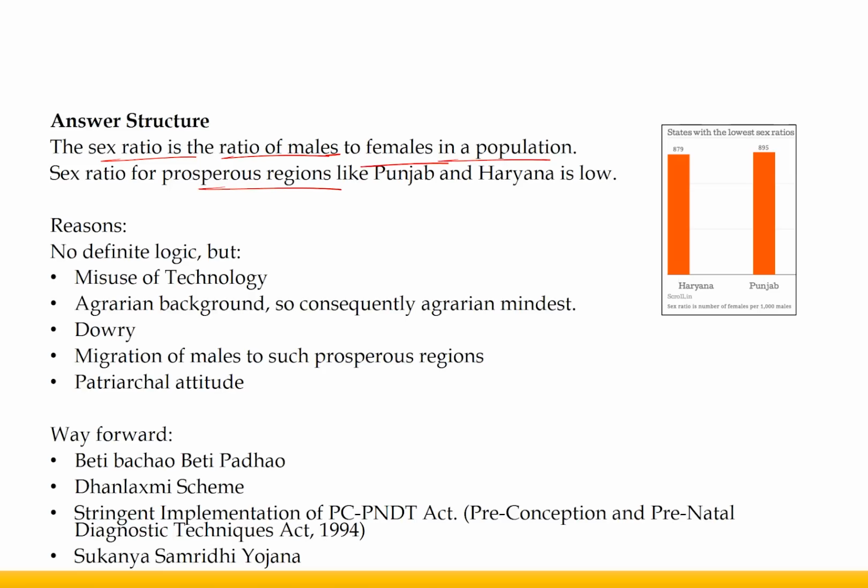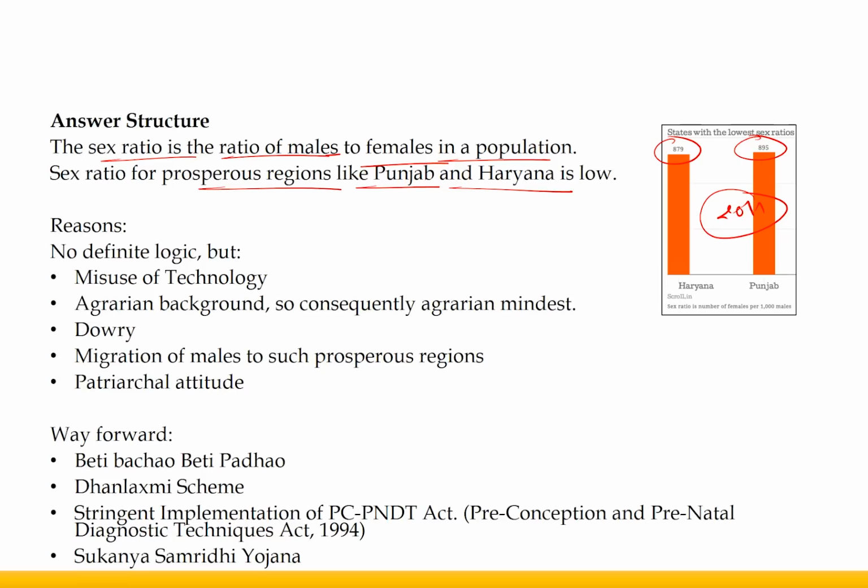Sex ratio for prosperous regions like Punjab and Haryana is staggeringly low. This is a small chart I have shown. Haryana is 879 and Punjab is 895 as per the 2011 census. The figures have changed, but you should be using the standard figures of 2011.